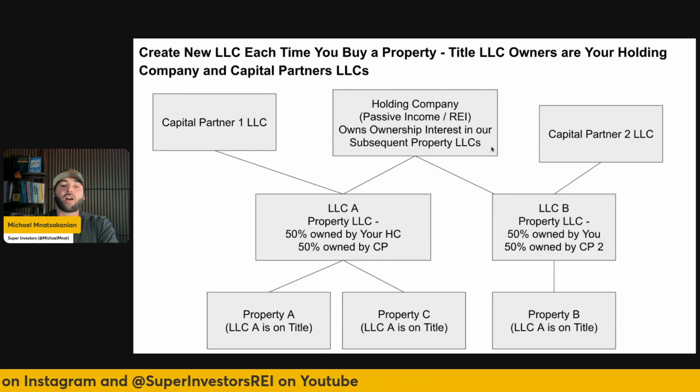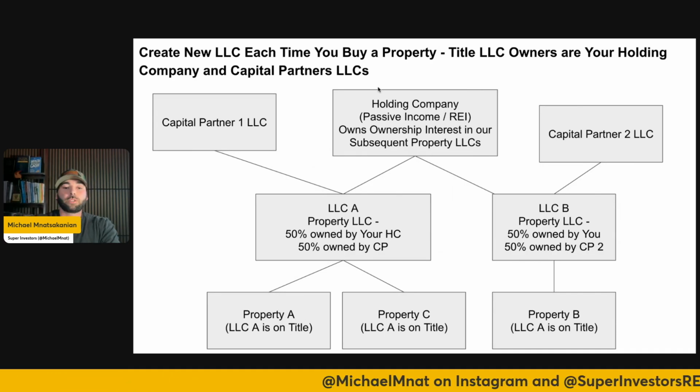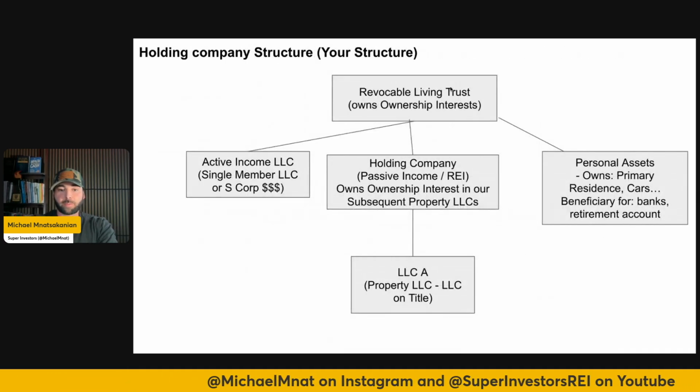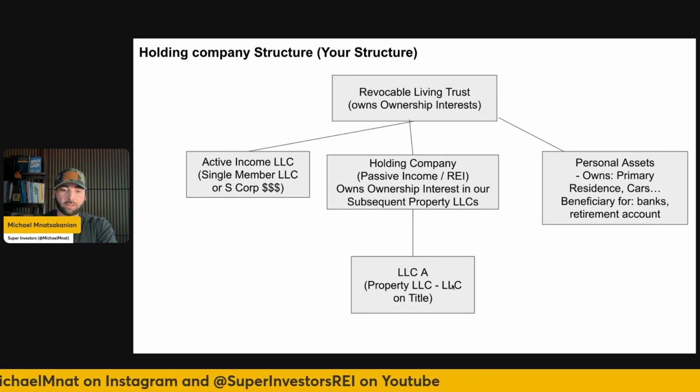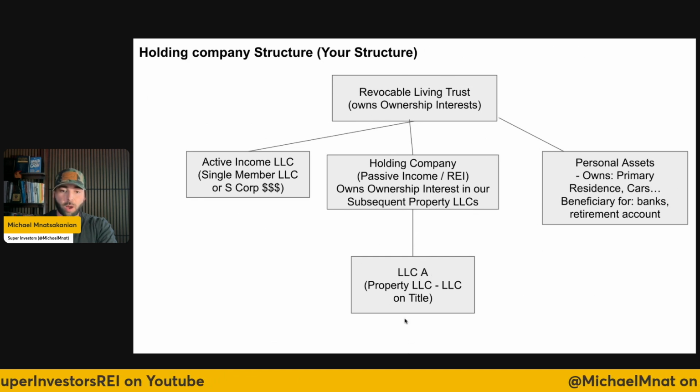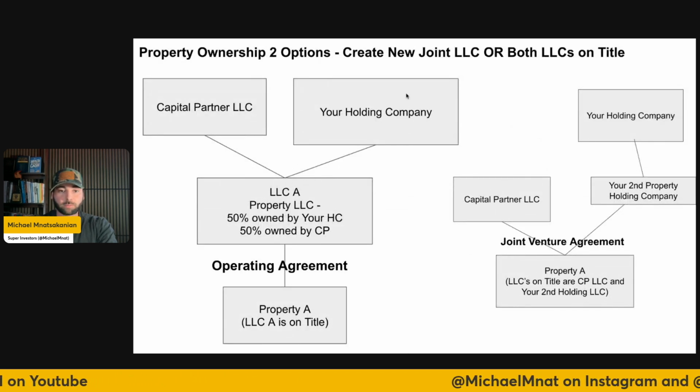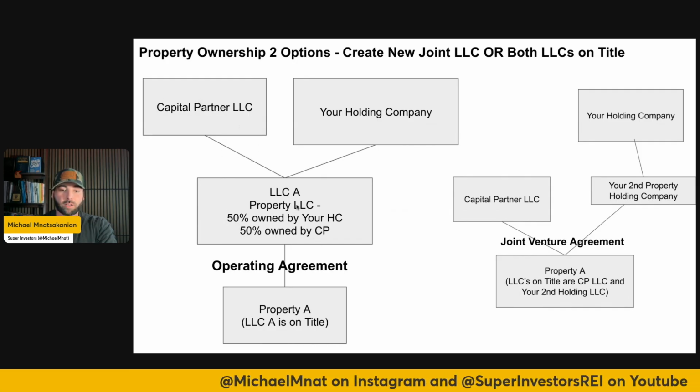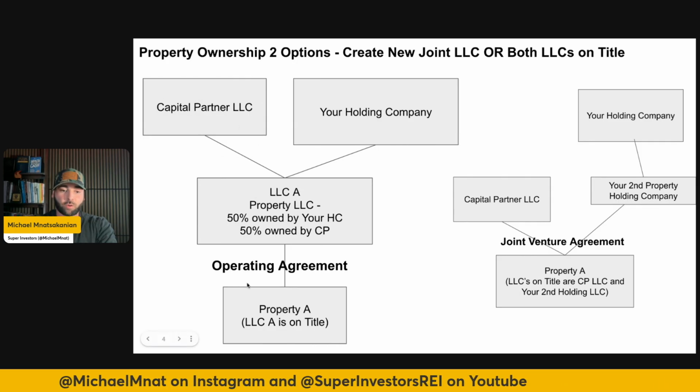Here's how this evolves and gets a little bit more complicated, right? And then I'm going to go back to the core training. Your holding company LLC, right? Back to this, which is owned by a Rocco Living Trust. If you own the property and that's it, great. You own the LLC outright that owns the property, great. If you have a capital partner, your holding company, LLC A, which is also owned by Capital Partner LLC, and that's the LLC on title for the property.